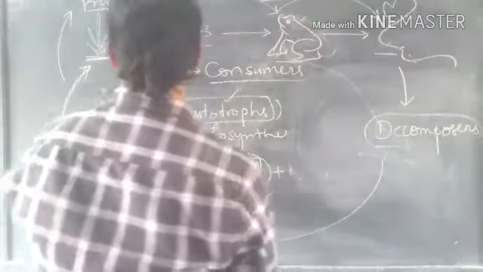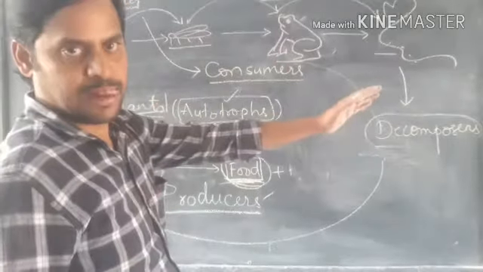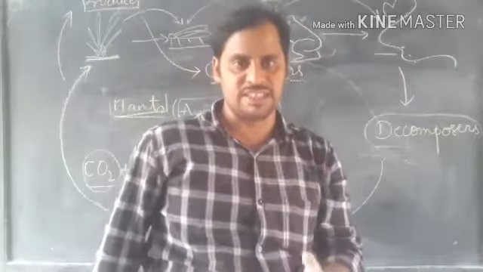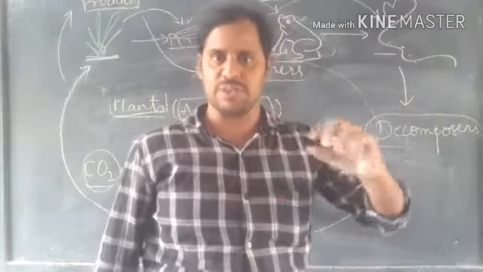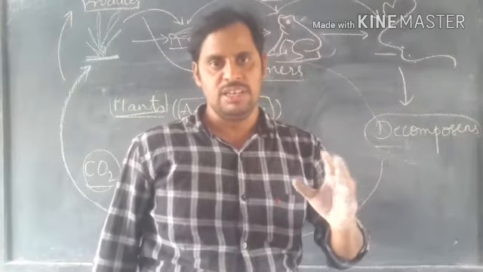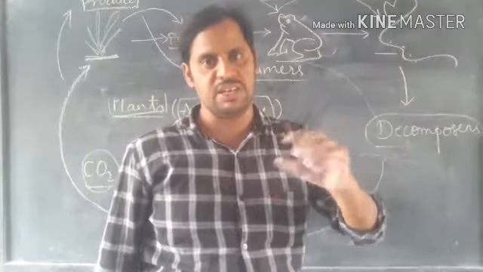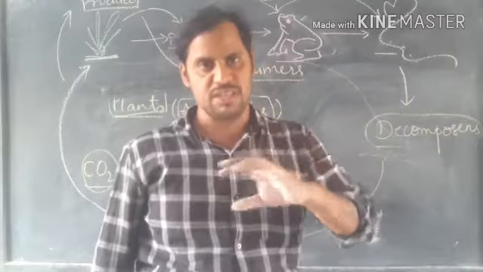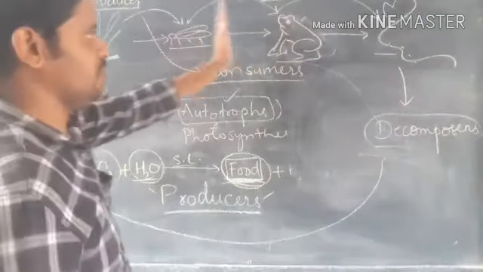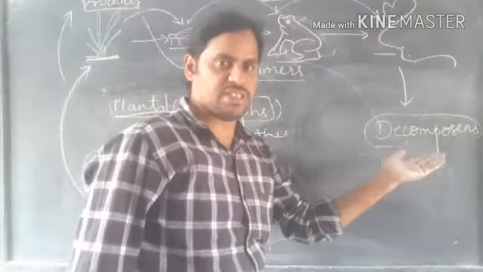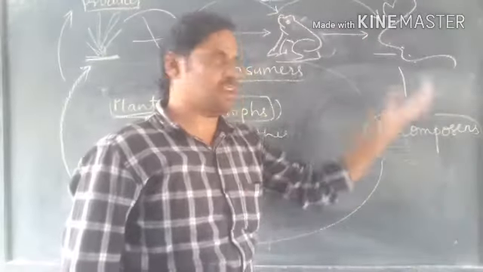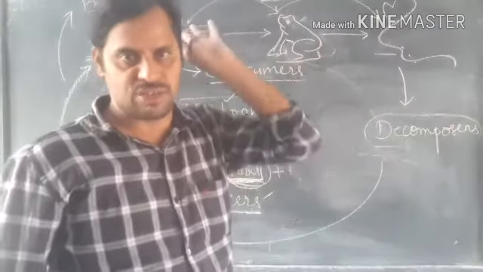So what is it called? Food chain. What does it explain? Food chain explains the food relation between the producers, consumers and decomposers. Producers are the plants, consumers are the animals, decomposers are the bacteria and fungi. Bacteria and fungi depend upon dead bodies of producers and consumers.